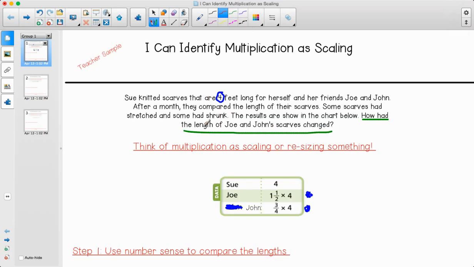I'm boxing any keywords. So feet, compared, stretched. We know that when we stretch something, it gets bigger, and when we shrink something, it gets smaller. I'm going to eliminate anything I don't need. And then I'm going to solve.